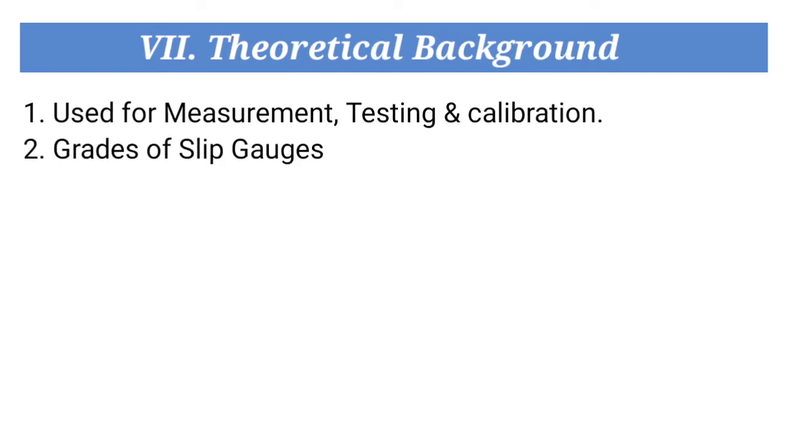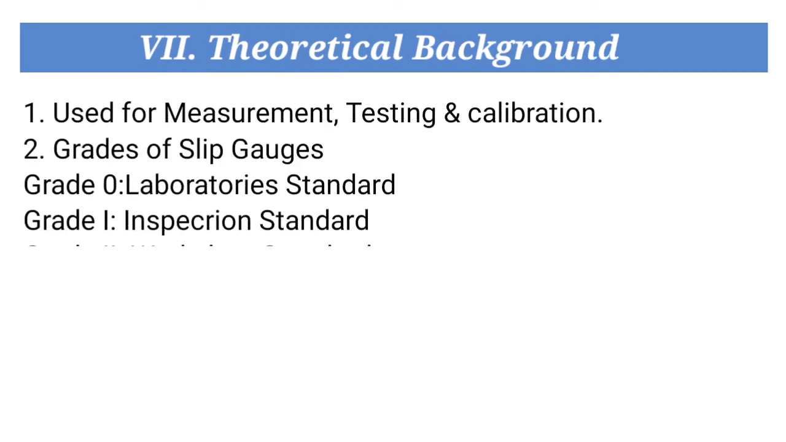Slip gauges are measuring blocks of hardened steel used for measurement, testing and calibration. Various dimensions can be built up by ringing. As per IS 2984, slip gauges are available in 3 grades. Grade 0 for laboratories and standard rooms for checking gauges.